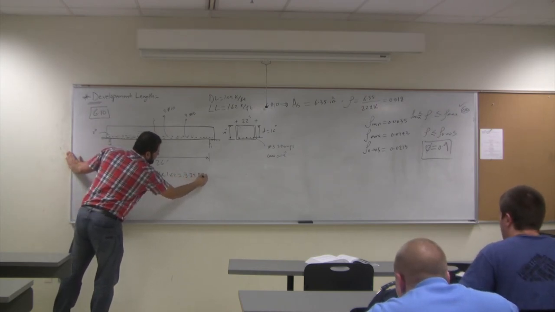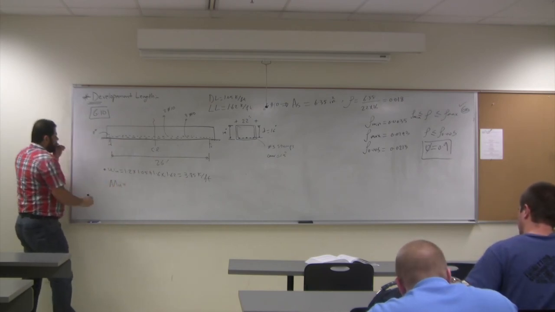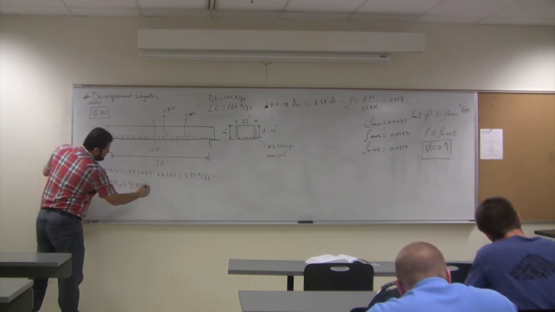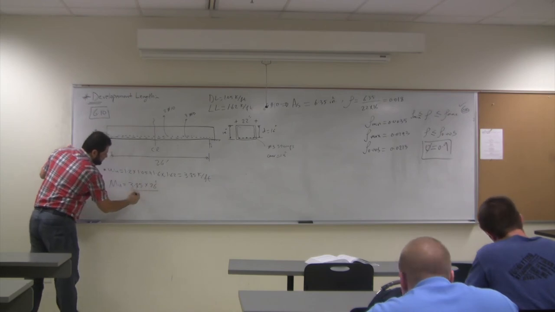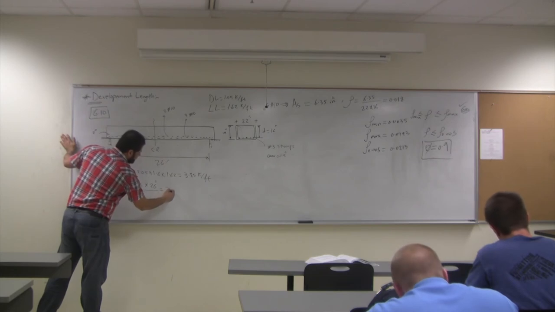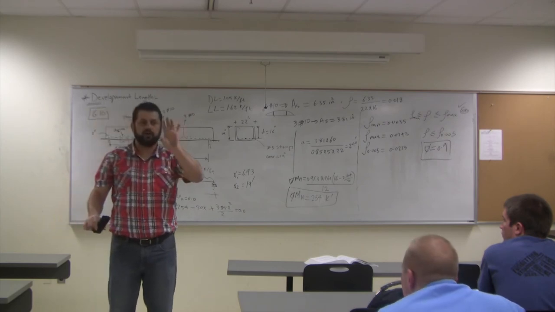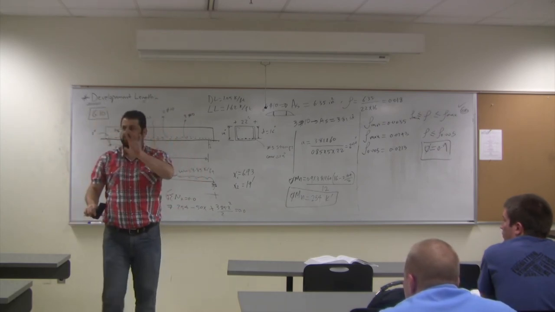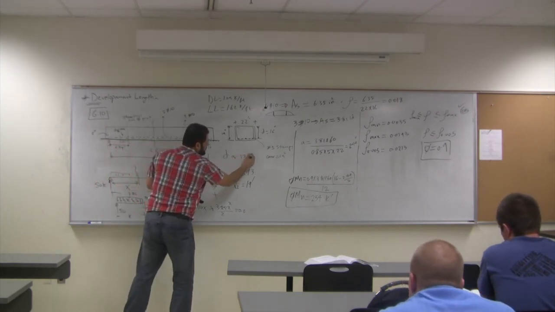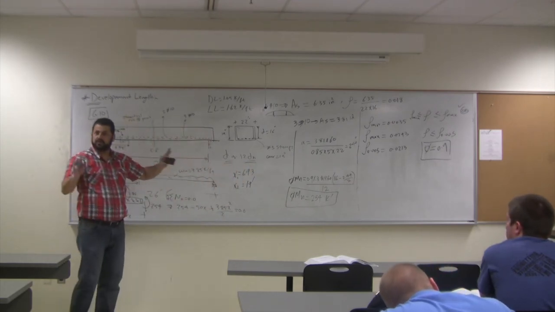3.85. I get 3.85 per foot. And what's Mu now? The extension is d, the effective depth, or 12 times the diameter of the bar, 12 db, the larger of the two. d or 12 db beyond the theoretical cutoff. Good?